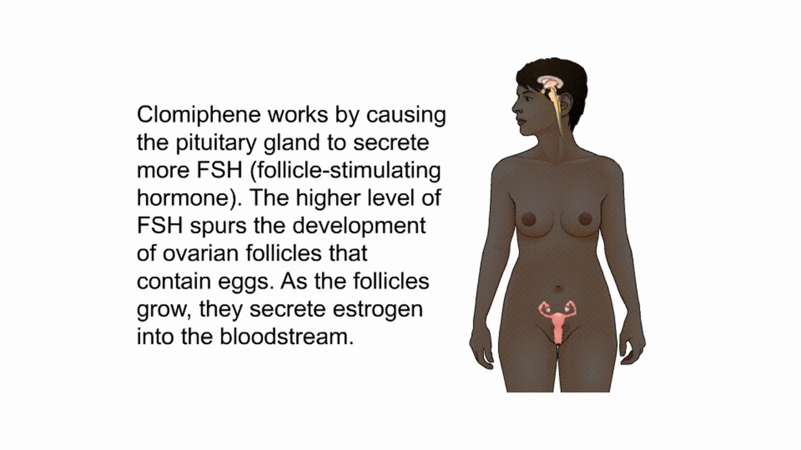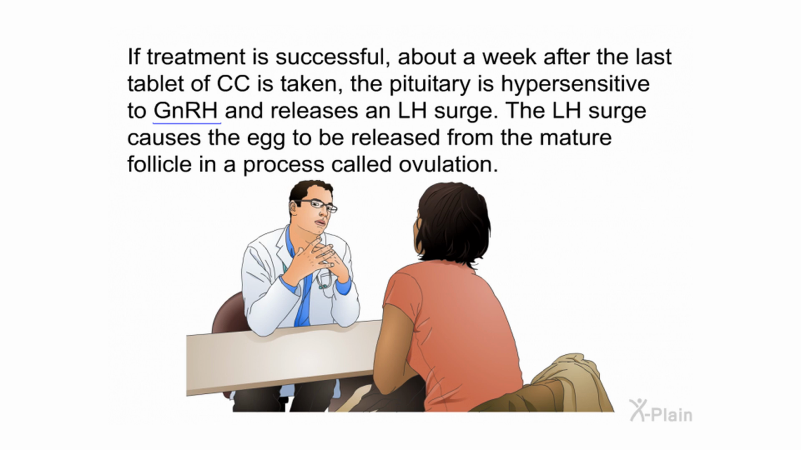Clomiphene works by causing the pituitary gland to secrete more FSH, follicle-stimulating hormone. The higher level of FSH spurs the development of ovarian follicles that contain eggs. As the follicles grow, they secrete estrogen into the bloodstream. If treatment is successful, about a week after the last tablet of CC is taken, the pituitary is hypersensitive to GnRH and releases an LH surge. The LH surge causes the egg to be released from the mature follicle in a process called ovulation.